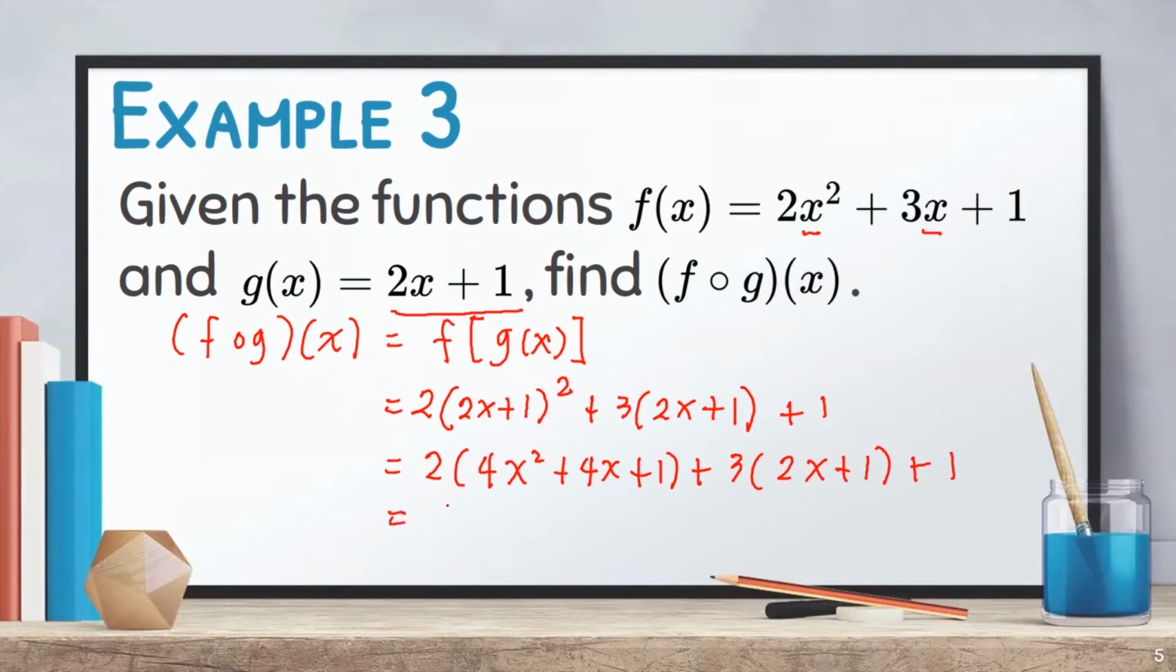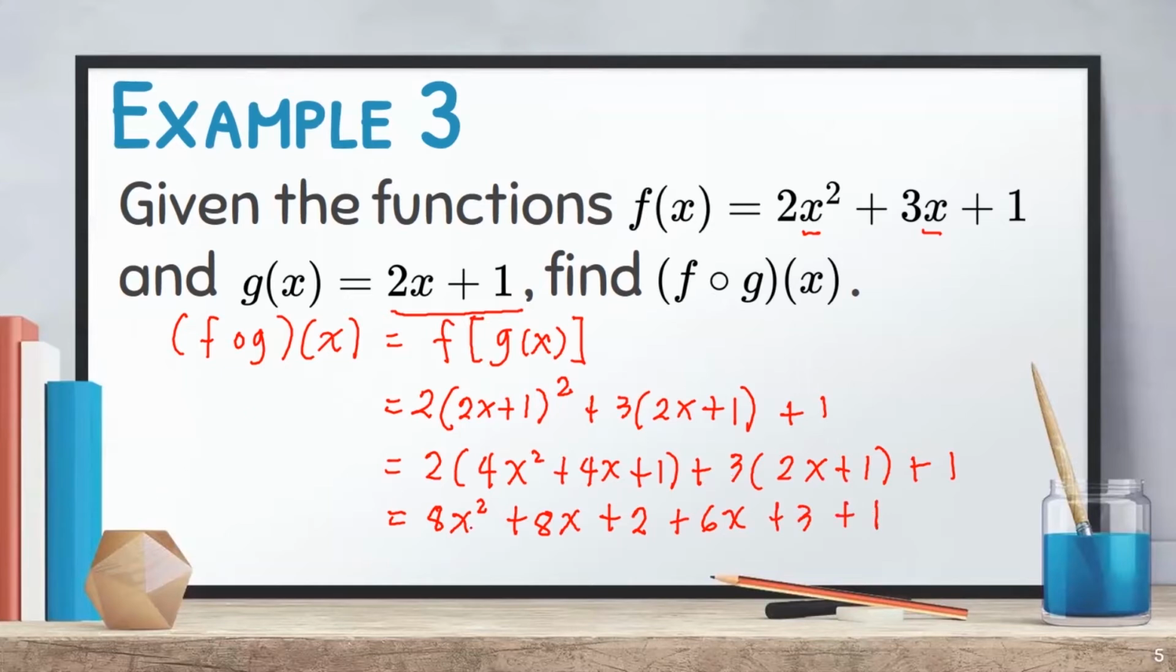2 times 4x squared is 8x squared plus positive 2 times positive 4x is positive 8x. Then positive 2 times positive 1 is positive 2. The same thing goes for positive 3. Distribute it rather to the binomial 2x plus 1. So we will have positive 6x. Positive 3 times positive 1 is positive 3 and then plus 1.